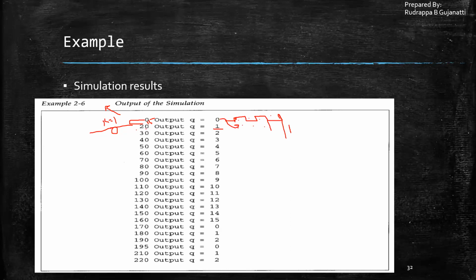So that is the 20th unit. Again, after every 10 units, because the clock is considered 10 units, the ripple counter keeps on counting. It counts up to how much? 15. Once it reaches 15, again it starts to recount, 0, 1, 2, and so on. Now here you can see that at the 190th unit, it is 2. So at the 200th unit, it will be 3, but in between you are resetting the pin. So when you reset it, Q has to be equal to 0.